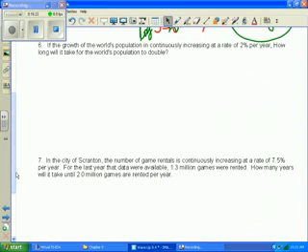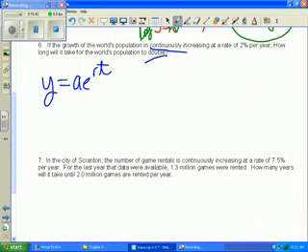If the growth of the world's population is continuously increasing, so we do know continuous, at a rate of 2%, how long will it take the world's population to double? I'm going to use the E model, and I'm wanting it to double. So A is my starting amount. What's my rate? 0.02t. What am I putting over here? I want it to be what? Double. So what do I put here for y? 2a. Because it started at a, and so doubling would be 2a.